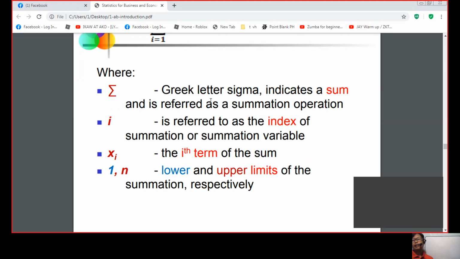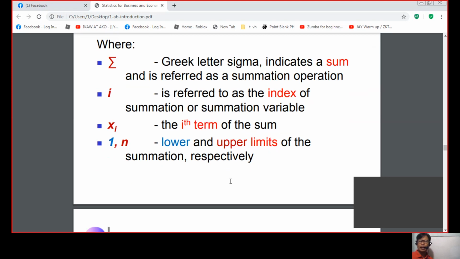So, sigma, okay, capital letter siya, no? There's small letter sigma, okay, indicates a sum and is referred as a notation operation. Okay, so it is the summation. It is a summation operation. Okay. I refers to as the index of the summation or summation variable. Okay. X sub I, the nth term of the sum, and 1 to n. 1 is the lower limit, and n, kung ilan man yon, is the upper limit. So, yung variable yung n, di ba? So, it is the upper limit of the notation, respectively.